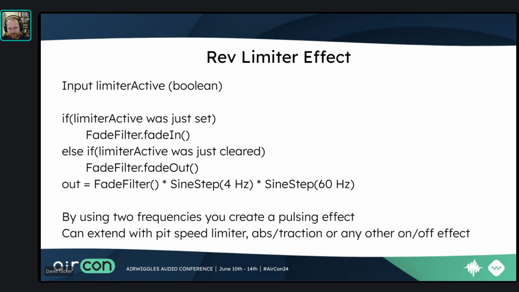to generate the effect. Now, in the past, when we've combined sine waves together, you might have noticed we had to divide through by some number to keep everything at unity. In this case, we don't have to because we're not adding things together. We're multiplying things together, right? So, a number one times a number one is still one. Nothing increased, so we didn't add any energy into the system. Whereas adding one plus one is two, so we've doubled the energy in the system. So this works really well for pit speed limiters, ABS or traction assists, or any other on-off effect.